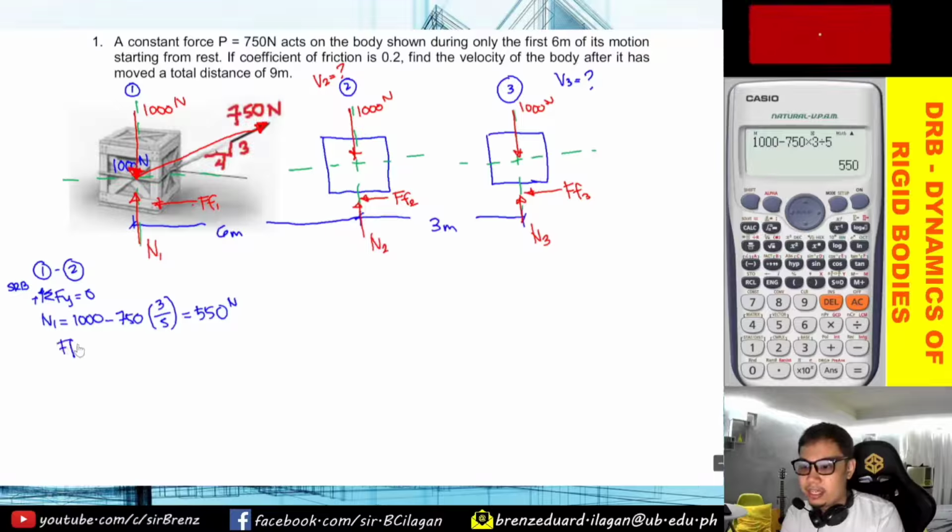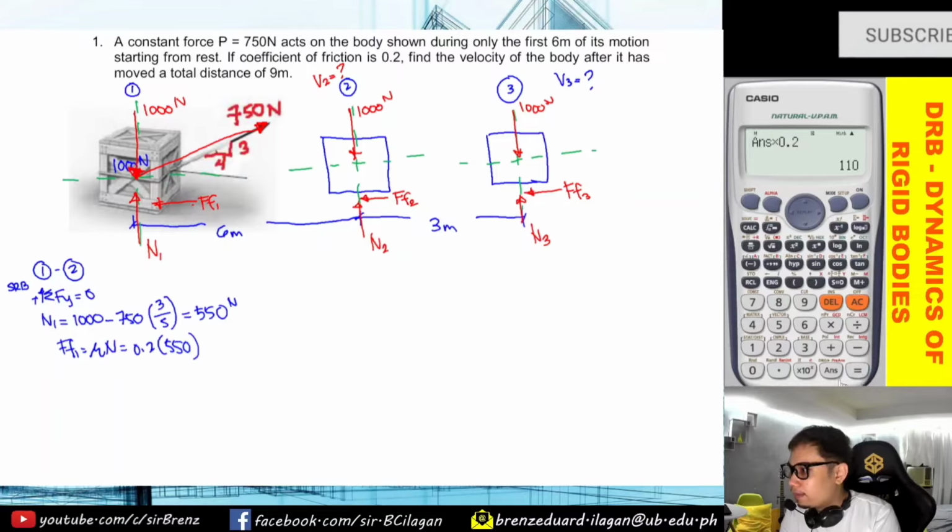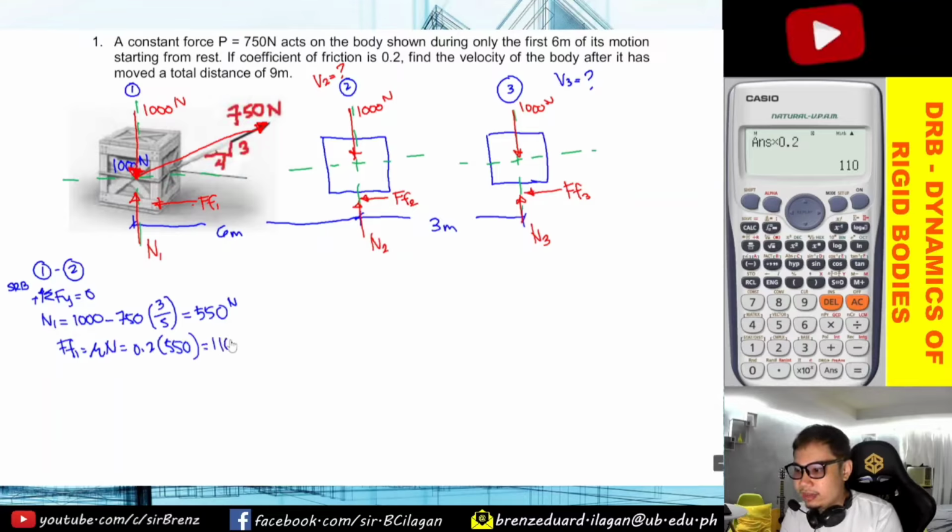So, ano nga yung formula natin for frictional force? Di ba mu times N, or that is 0.2 of 550. So, the answer for that is equals to 110. Ayan.